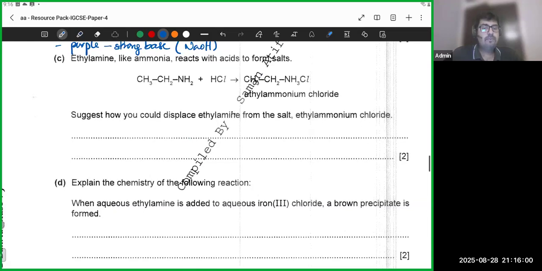Now, moving to the next one. The next one is slightly even trickier. So for the next one, he says ethylamine like ammonia. Okay? When you get a question like ammonia, okay, it reacts with acids to form salts.